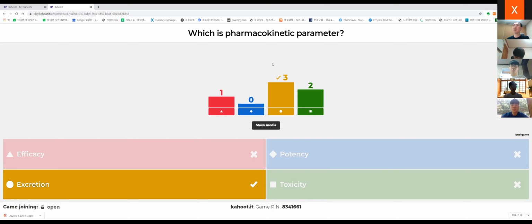Right? So today we are going to learn about a very famous rule, the Lipinski rule. This is kind of a basis of that Lipinski rule.